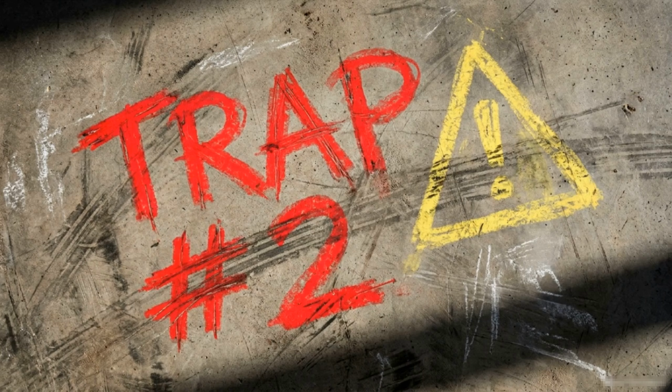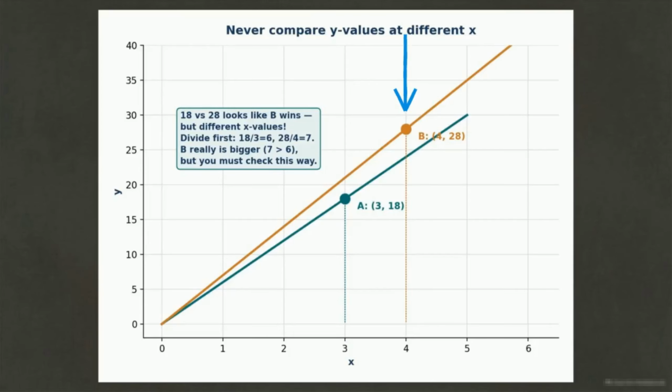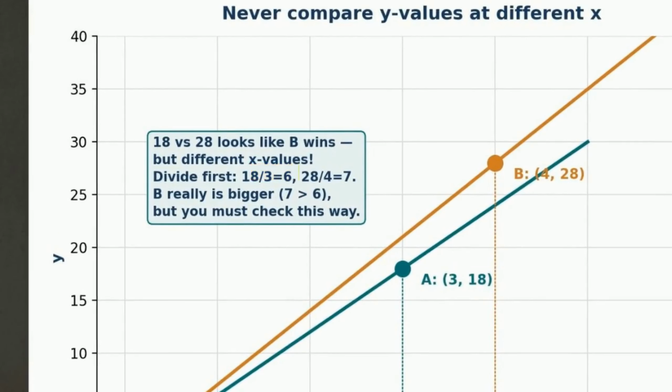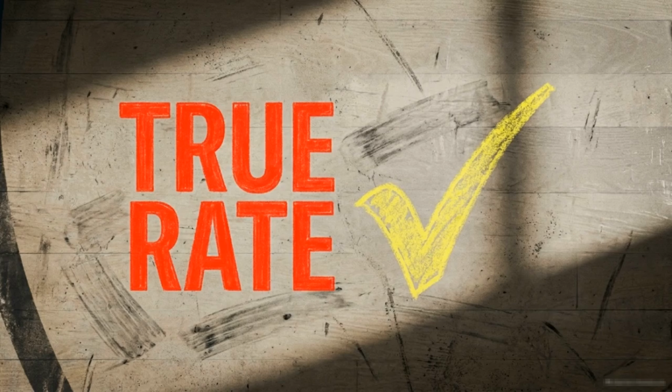Trap number 2 is relying on raw y values. If you look at two lines on a graph, it is tempting to glance at the highest y value and assume that line is the fastest. Here, B's y value of 28 looks higher than A's 18. But because x values differ, we divide y by x. 18 divided by 3 gives A a rate of 6. 28 divided by 4 gives B a rate of 7. Line B genuinely is faster, but we only know that because we did the math. Never trust a raw y value or a mismatched unit. Always calculate the true unit rate.